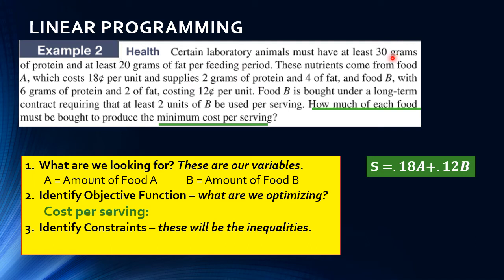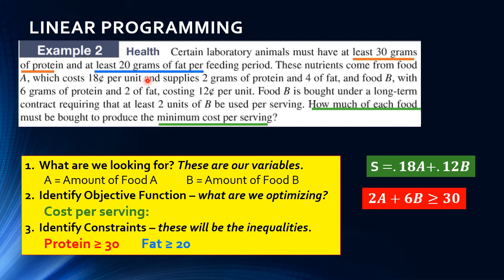So A has 2 grams of protein, so 2A. B has 6 grams of protein, so 6B has to be greater than or equal to 30. And then we need at least 20 grams of fat. A has 4 grams of fat, so 4A, and B has 2 grams of fat, so 2B has to be greater than or equal to 20. Protein is greater than or equal to 30, fat is greater than or equal to 20. There's our protein, there's our fat.